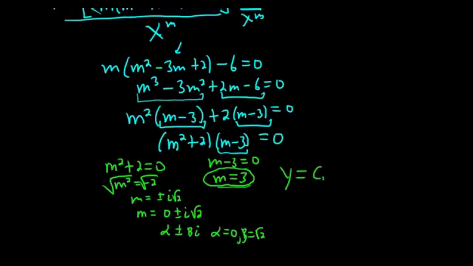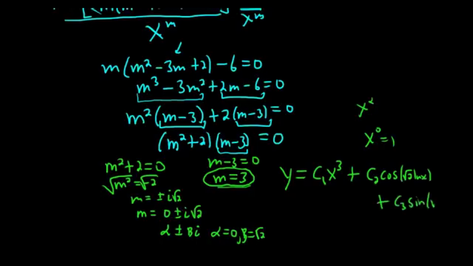So that'll give us c1 x cubed. And then these complex conjugates are going to give us plus x to the 0. So I won't write it, but x to the 0, right? That's x to the alpha, so that's just 1. And then we'll have c2 cosine of beta ln x. So beta is square root of 2, and then ln x, plus c3 sine of beta ln x, square root of 2, ln x. And that is the final answer.